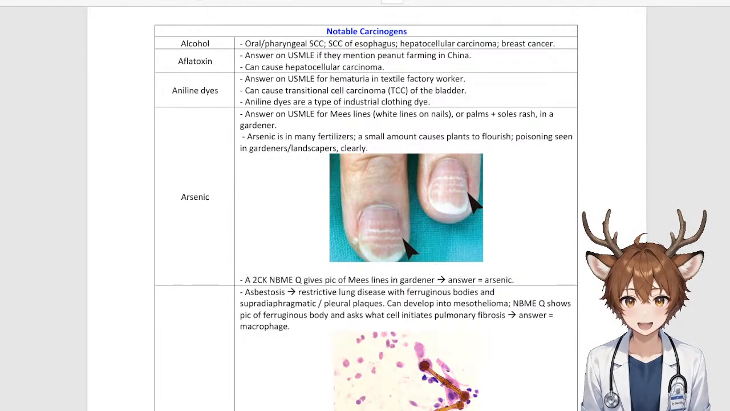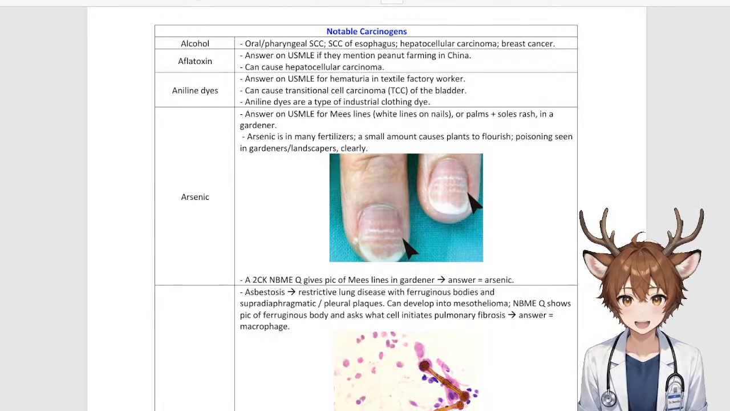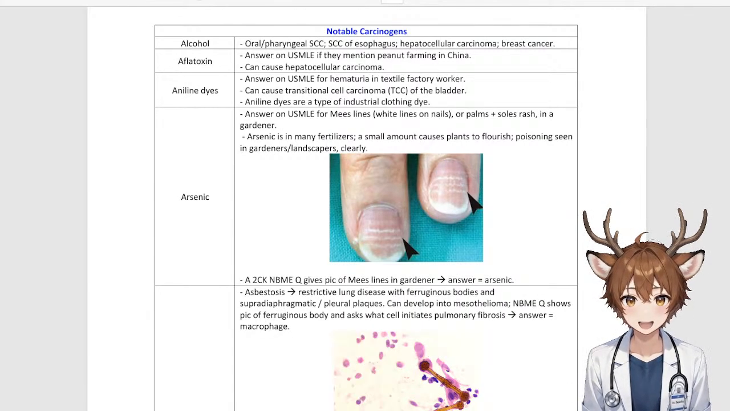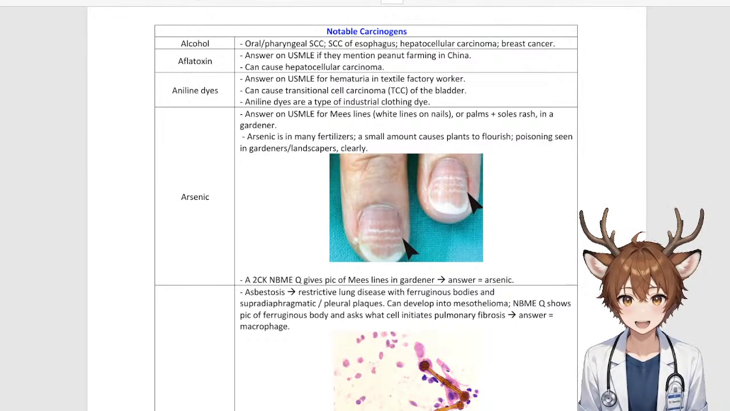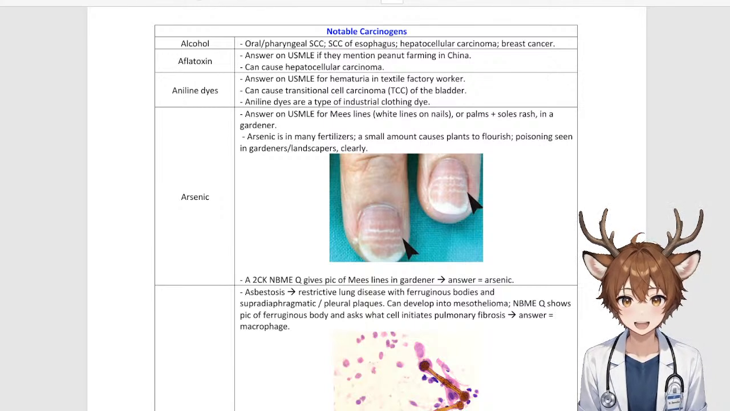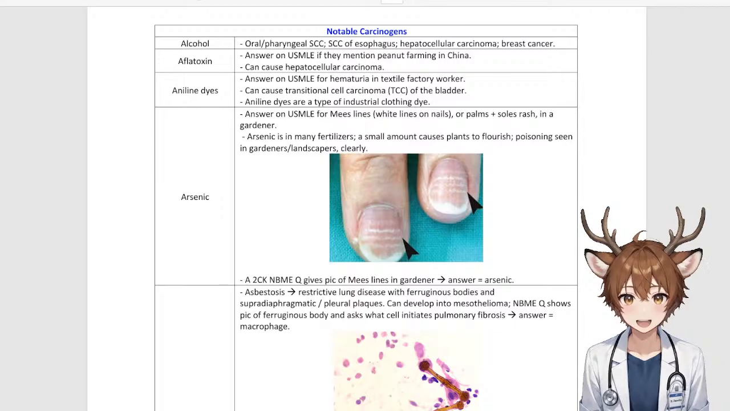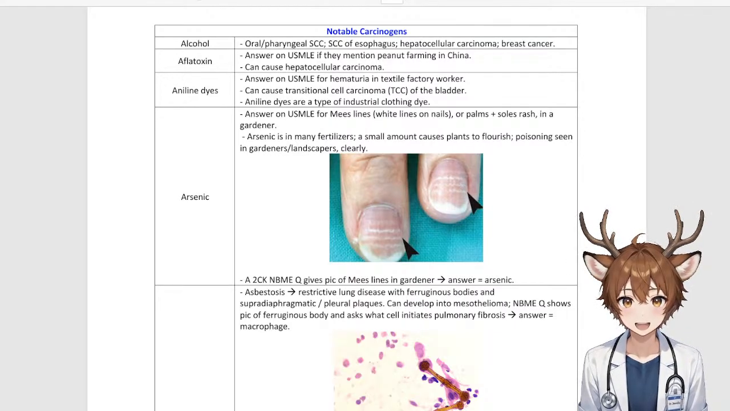Arsenic, answer on the USMLE for Mees lines, white lines of the nails, or palms plus soles rash in a gardener. Arsenic is in many fertilizers. A small amount causes plants to flourish, poisoning seen in gardeners/landscapers clearly. A Step 2 CK NBME question gives a pic of Mees lines in a gardener. The answer should be arsenic.